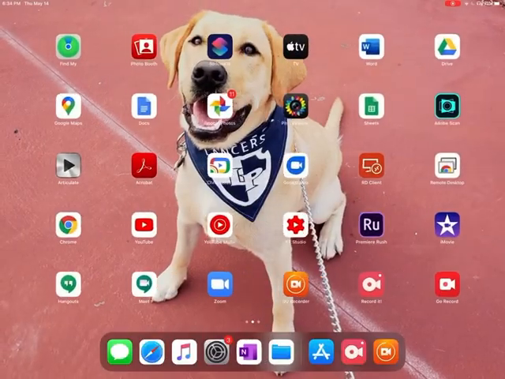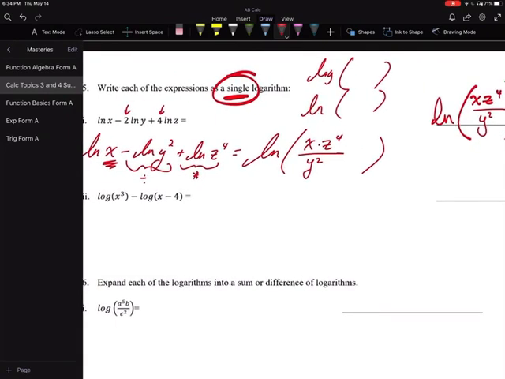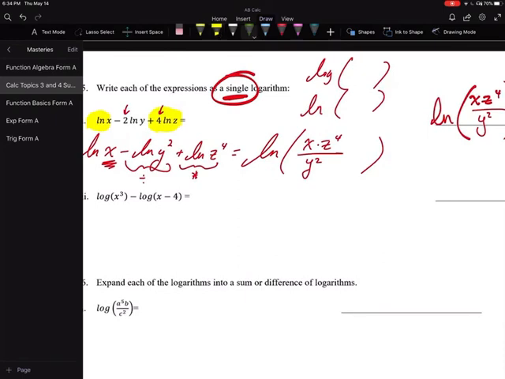Another way to discern what should be on top and what should be on the bottom is anything that's positive. This is a positive natural log. This is a positive natural log. Both those terms are on the top. This is a negative natural log. That term goes on the bottom.